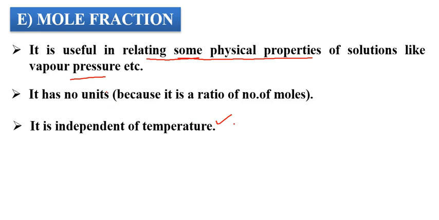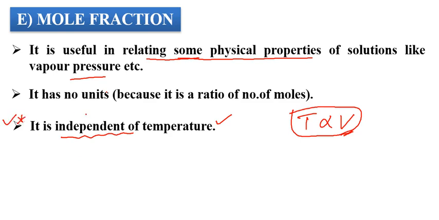While temperature is increasing, generally volume will be increased. So molarity will be changed, normality will be changed. Wherever V is there, all will be changed. But here there is no V. That's why it is independent of temperature. Independent of temperature, you have to remember this. Of course, mass by mass percentage is also independent of temperature.